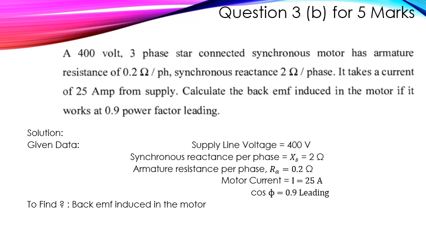Now the same question, but the condition is given as 0.9 power factor leading. The question is to calculate the back EMF induced in the motor if it works at 0.9 power factor leading. In the previous question it was 0.8 power factor lagging. So the same given data, but the cos phi is 0.9 leading.